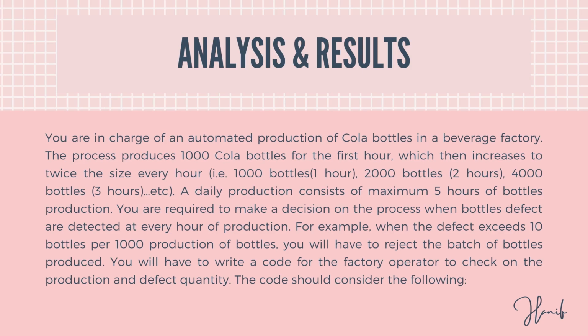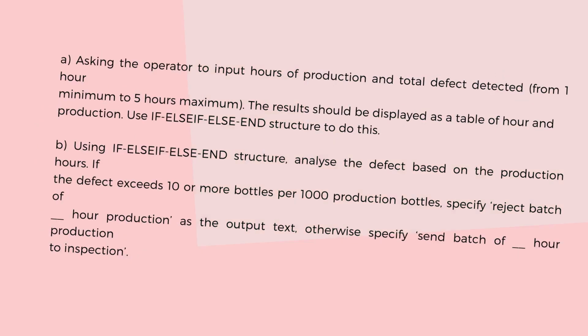For example, when the defect exceeds 10 bottles per 1,000 bottles produced, you will have to reject the batch of the bottles produced. You will have to write a code for the factory operator to check on the production and defect quantity. The code should consider the following.